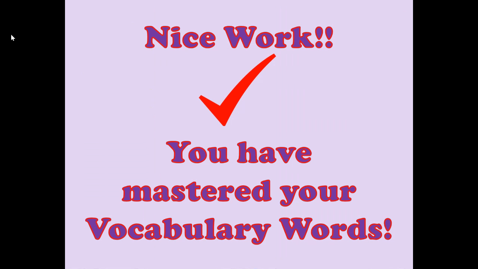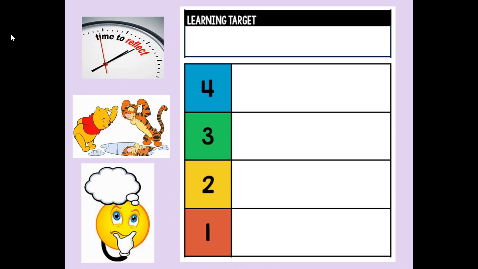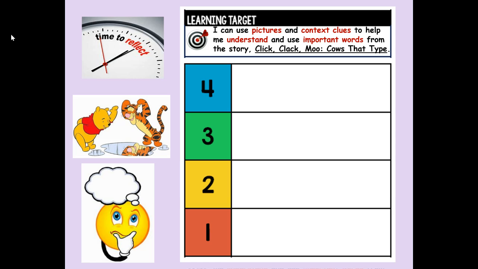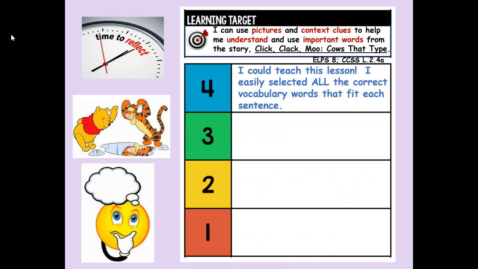Nice work, you have mastered your vocabulary words. On the top of your paper, I want you to reflect on our learning target. I can use pictures and context clues to help me understand important words from the story Click, Clack, Moo, Cows That Type. Would you give yourself a 4? I could teach this lesson. I easily selected all the correct vocabulary words that fit each sentence.